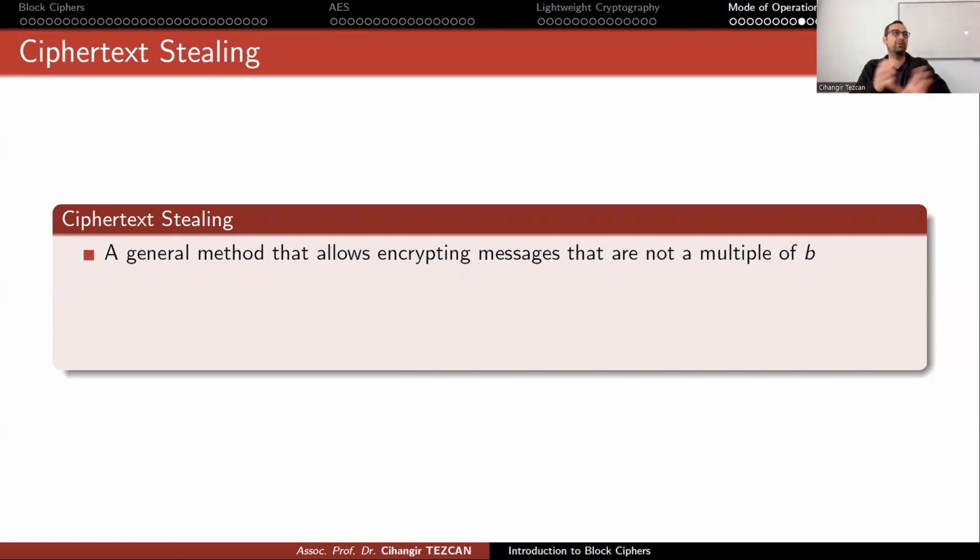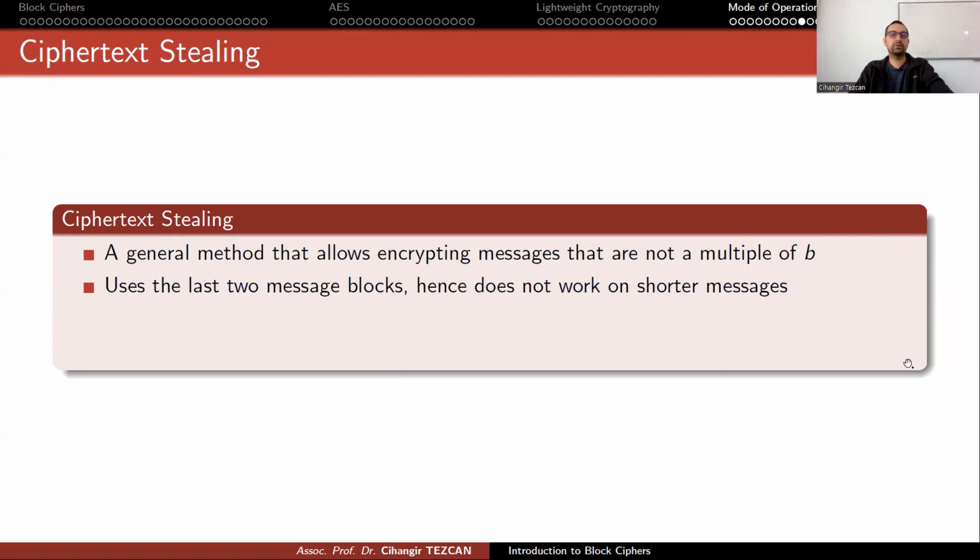Here I'm just avoiding padding by switching the places of the last 2 blocks, okay? It's a general method that allows encrypting messages that are not a multiple of B. It uses the last 2 message blocks, hence does not work on shorter messages, so you cannot encrypt 1 block in this case. It does not use padding, and does not cause message expansion.